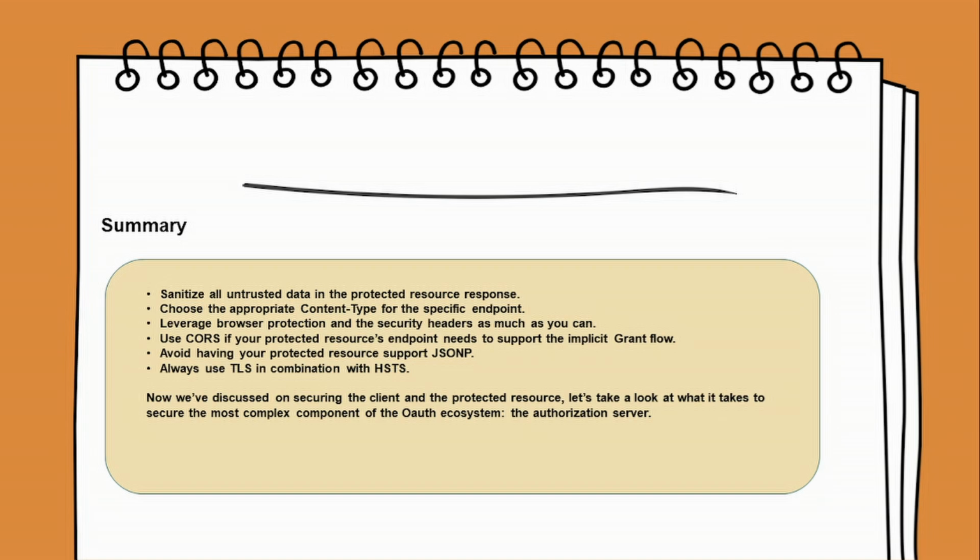Right. So now we have discussed securing the client and the protected resource. What else is left? There are two things left. We'll take a look at what it takes to secure the most complex component of the OAuth ecosystem, that is the authorization server. In the previous sections we talked mainly about the client side and the protected resource side. Now in the third section we'll talk about the authorization server side, and in the fourth section about the token side. By covering all these four major sections, we'll end this vulnerability section, and then we can jump to other implementation sections of PingFederate.